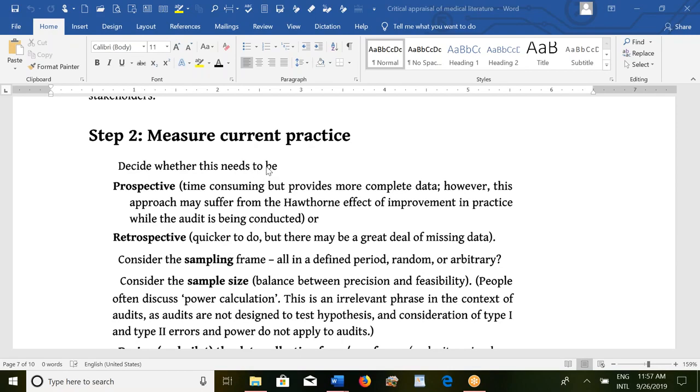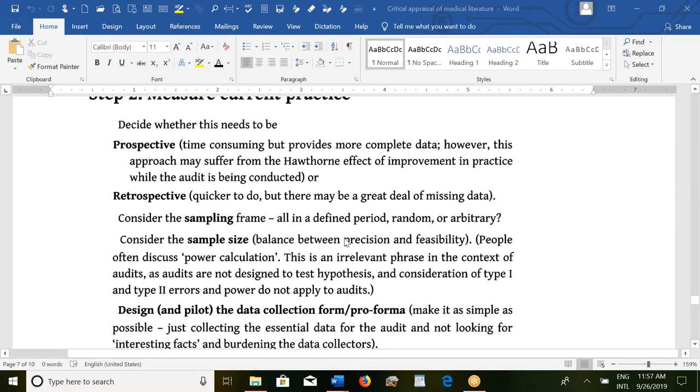Then you measure current practice. Decide whether the measurement will be prospective. It means that you will follow the patients. The benefit is that the data will be more complete, but this approach may suffer from the Hawthorne effect, an improvement in practice while the audit is being conducted. Or if we are doing a retrospective study, then we will get the results very quickly, but maybe a great deal of the data will be missing.